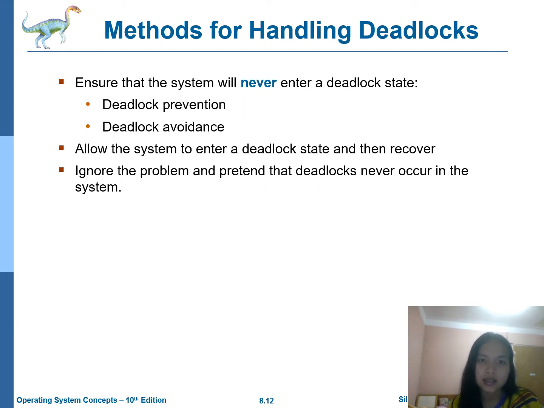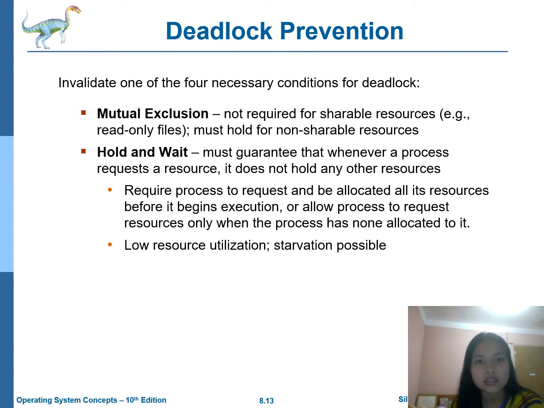Methods for handling deadlocks: ensure that the system will never enter a deadlock state, using deadlock prevention or deadlock avoidance. Deadlock prevention: mutual exclusion is not required for sharable resources, but must hold for non-sharable resources. Hold and wait: must guarantee that whenever a process requests a resource, it does not hold any other resources.